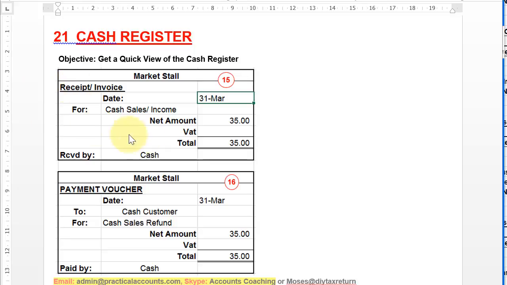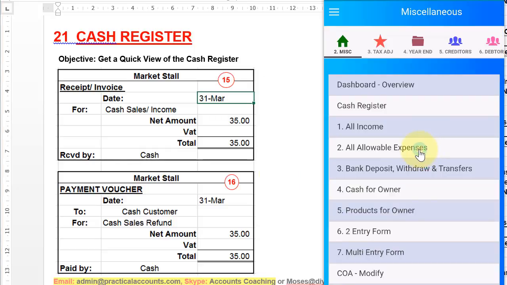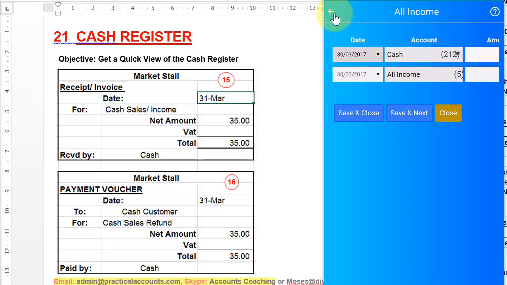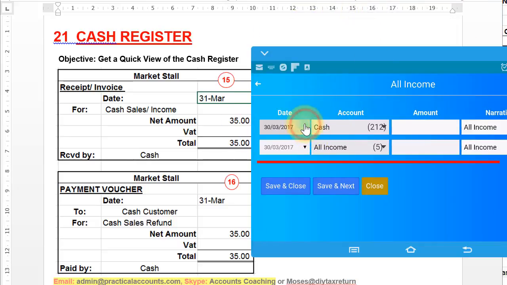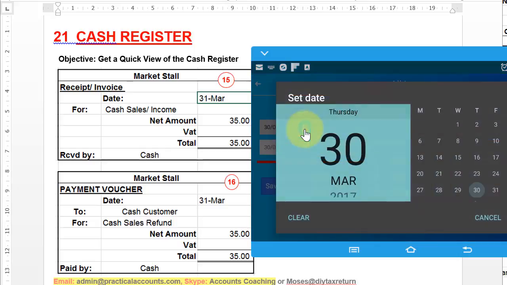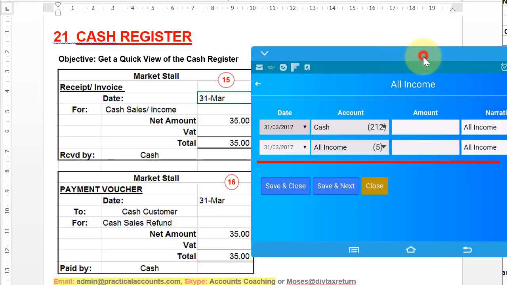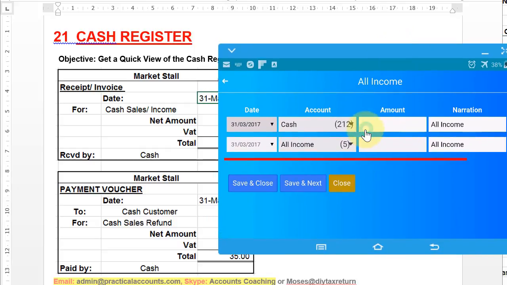Now we're going to record these two documents to help illustrate the cash register. So let's get on to our device, and this is a cash sale. We're going to use the all income form. Let's rotate our device. Now the date is the 31st of March. Click that and then set. The date has changed. Now we've got the cash account pre-selected, nothing to be done there.